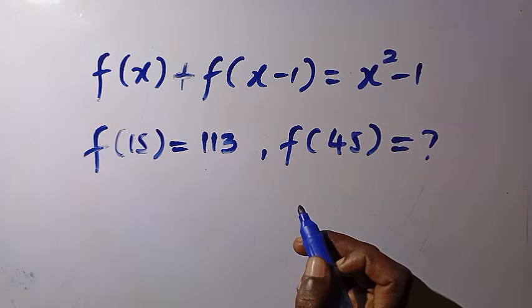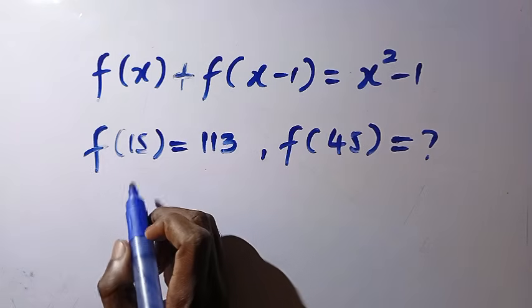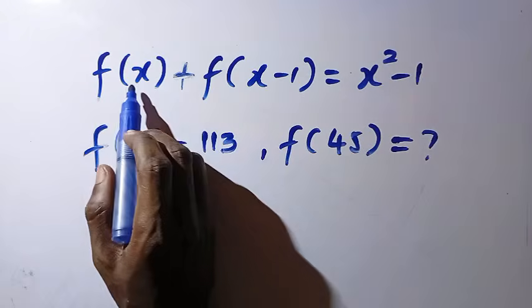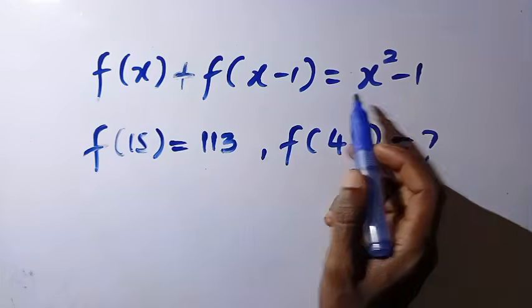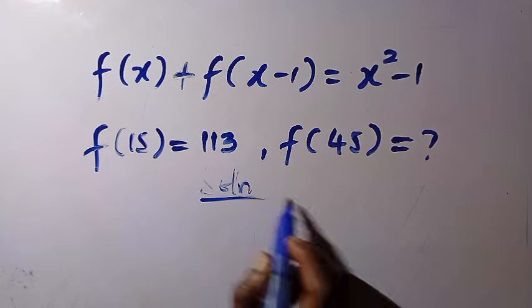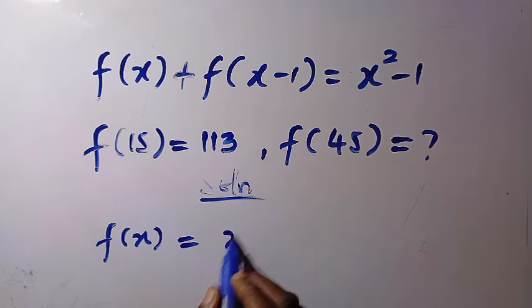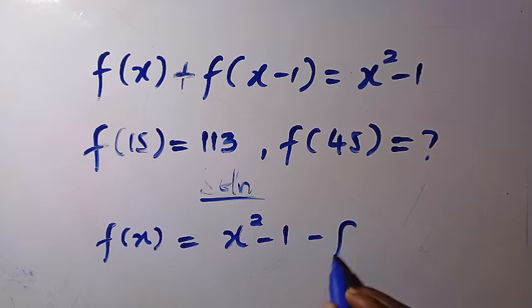Before anything, let's try to test for the next value, which is 16 and 17. Then we make a final conclusion. From f of x plus f of x minus 1 equals x squared minus 1, let's consider the step-by-step solution. If I make f of x the subject of the formula, we have this as x squared minus 1 minus f of x minus 1.